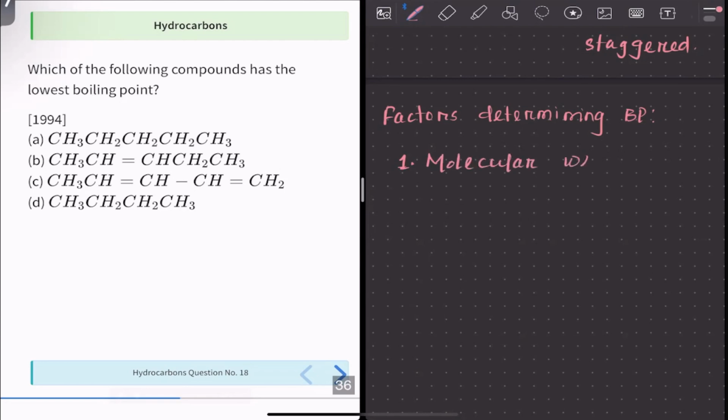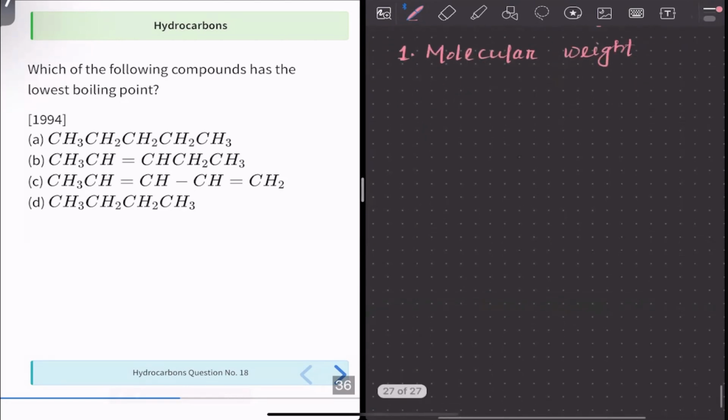The more the molecular weight of a compound, the higher the boiling point. Let's take an example, which will be easy: CH4, C2H6, C3H8. The boiling point is directly proportional to molecular weight.